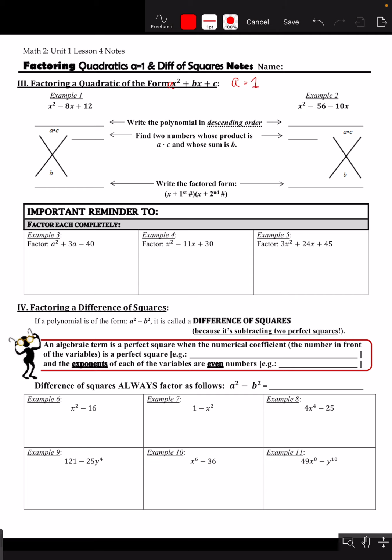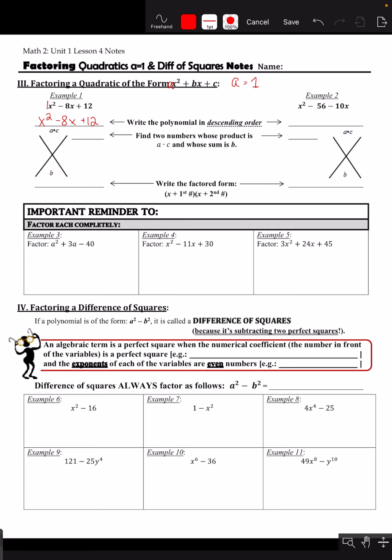If you look at this first example, we've got x squared minus 8x plus 12, and technically there's a 1 in front of that x squared. We're going to first write the polynomial in descending order, according to its exponent. So x squared comes first, 8x comes next, 12 comes last. So we've got an exponent of 2, an exponent of 1, and an exponent of 0.